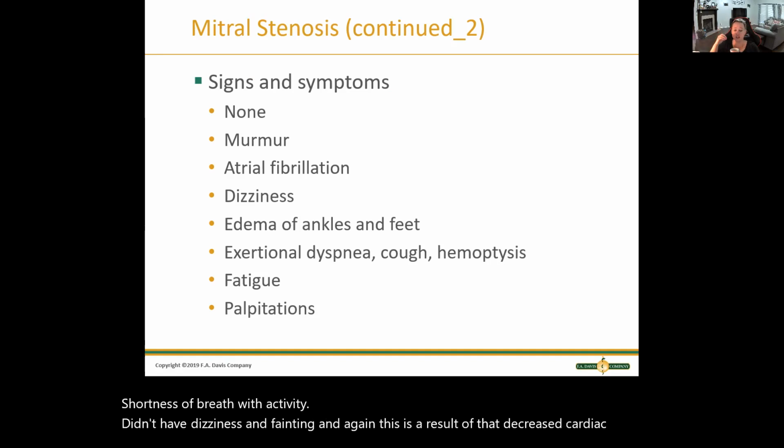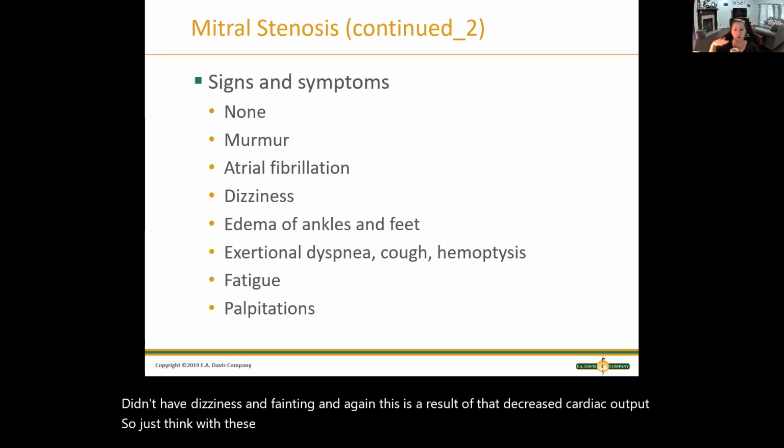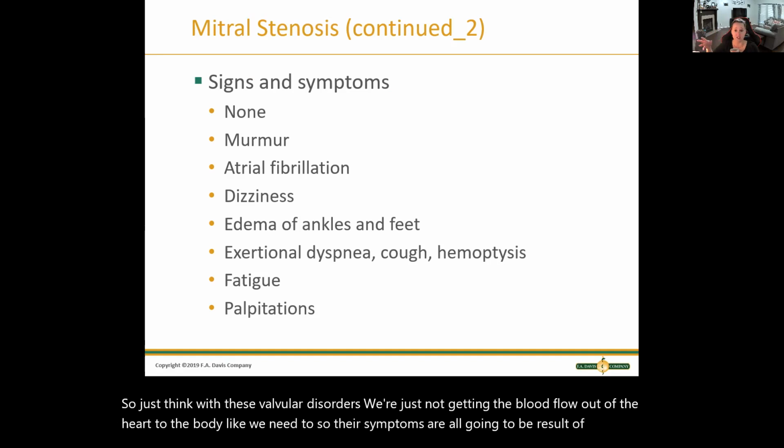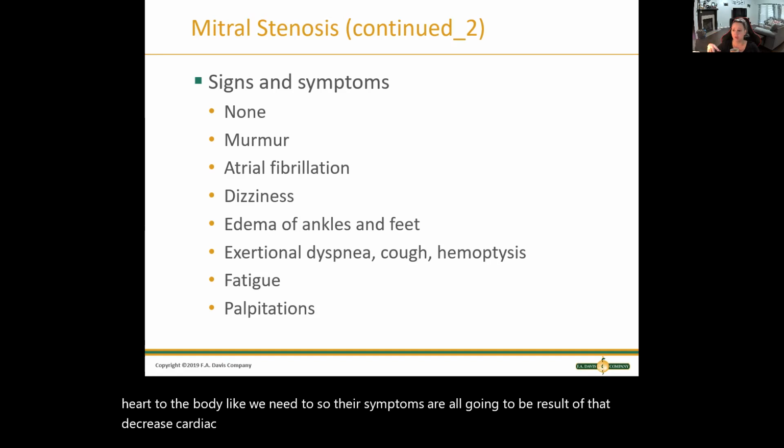So just think with these valvular disorders, we're just not getting the blood flow out of the heart to the body like we need to. So their symptoms are all going to be a result of that decreased cardiac output and that decreased blood flow. The body's just not getting the oxygen and the blood flow like we need to.